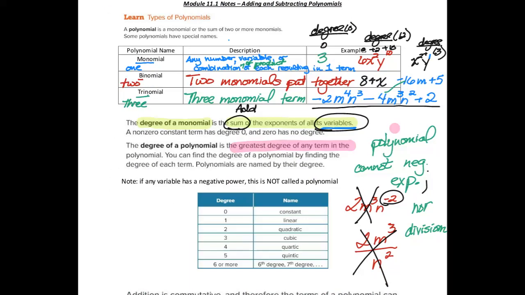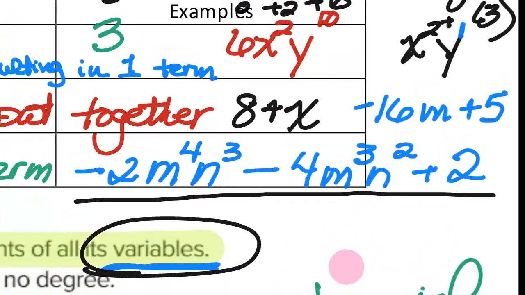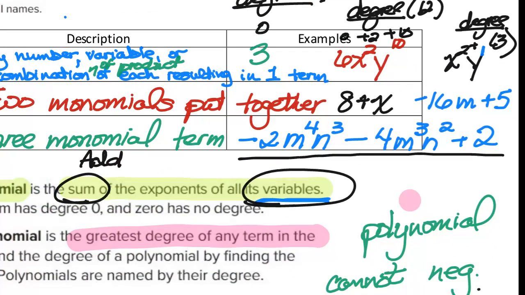So let's take a look at our binomials here. I'm making it really big, maybe that's too big. I want to find the degree of the whole polynomial. So I have an 8 and an x. What's the degree of this term of 8? 0. What is the degree of the term of x? 1. So that means this whole polynomial has a degree of 1.